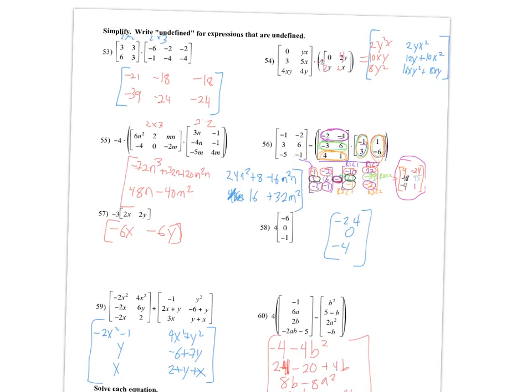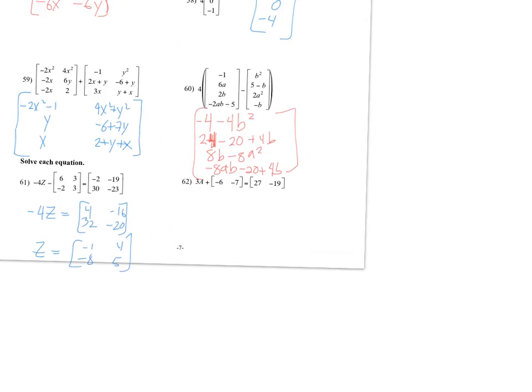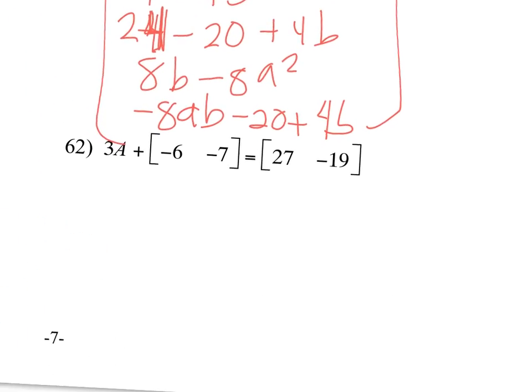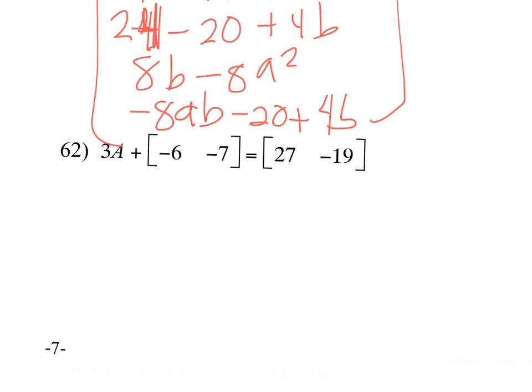Alright, the other one on this page I wanted to talk about was number 62. Here we've got a matrix equation, and we're looking at trying to get A by itself, and remember that A is a matrix. So first thing we do is get rid of this guy, and to that I'm going to subtract that matrix from both sides.